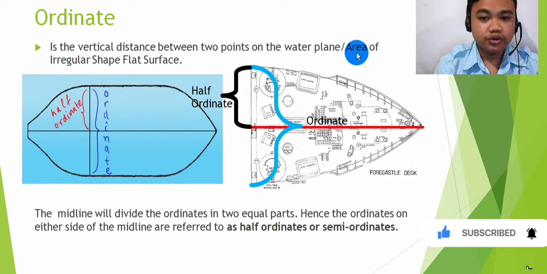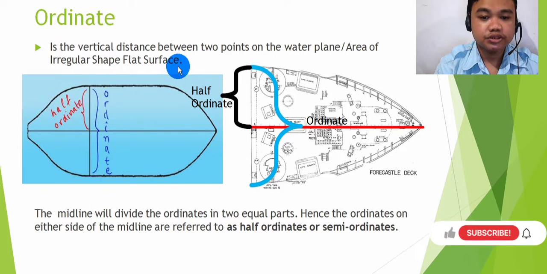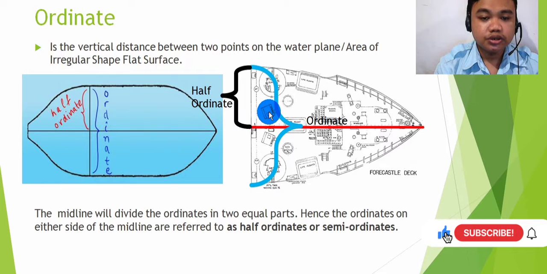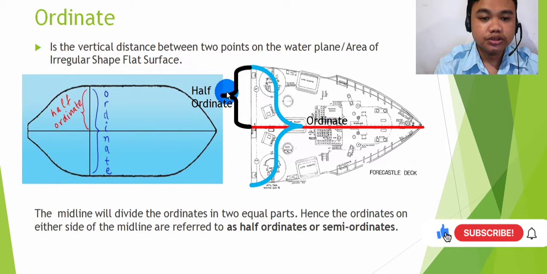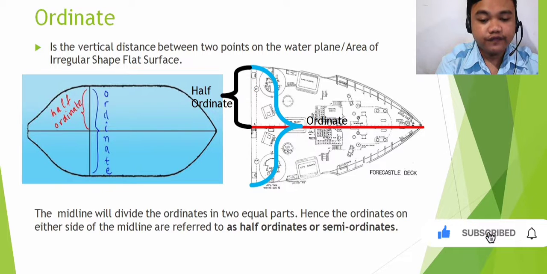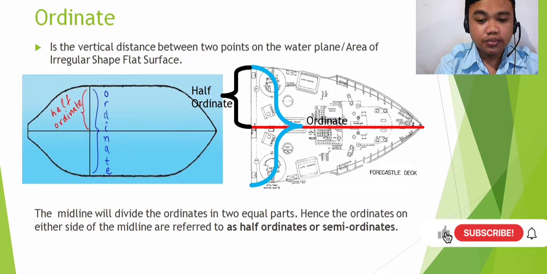And for another example, area of irregular shaped flat surface, we have here the forecastle deck. So the same criteria, we have the beams from port to starboard. So the line is what we call the ordinate, and halfway through it, we have the half ordinate. So half ordinate is the midline. The midline will divide the ordinates into two equal parts. Hence, the ordinates on either side of the midline are referred to as half ordinates, or what we call semi-ordinates. So please do not be confused on that. That is with the same meaning.